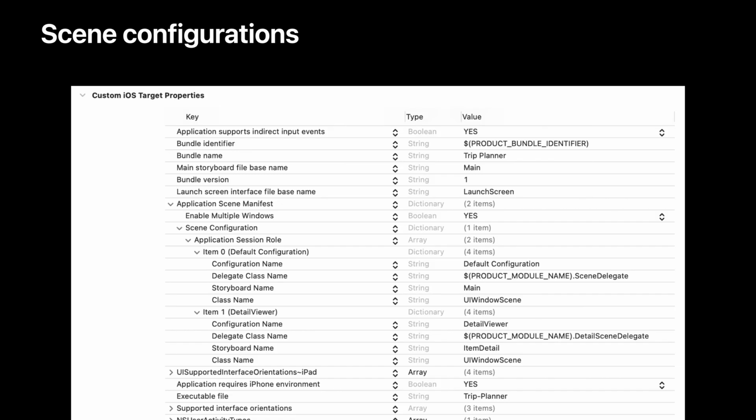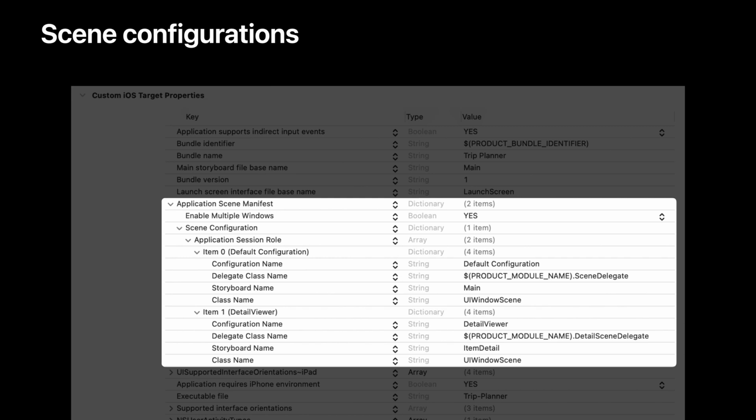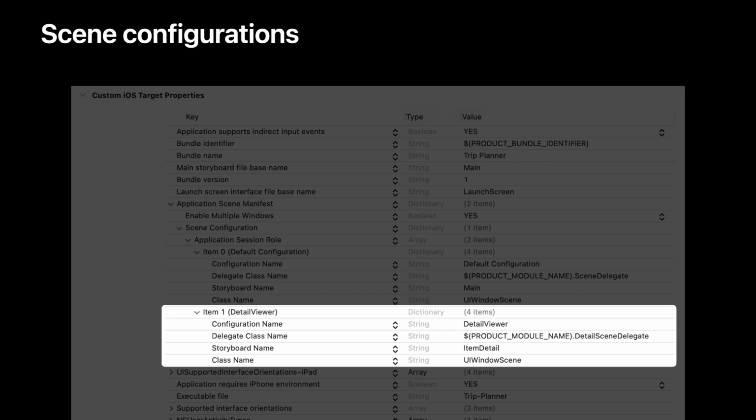To define scene configurations, add them to your Info.plist under the Application Scene Manifest entry. Under the Application Session Role array, create one configuration for each type of scene your app supports. Give each of these configurations a name and choose the scene class, delegate class, and storyboard that will be instantiated when the scene is created.